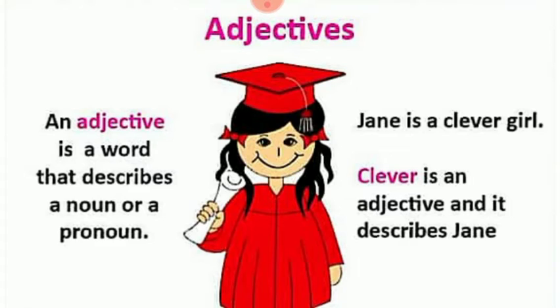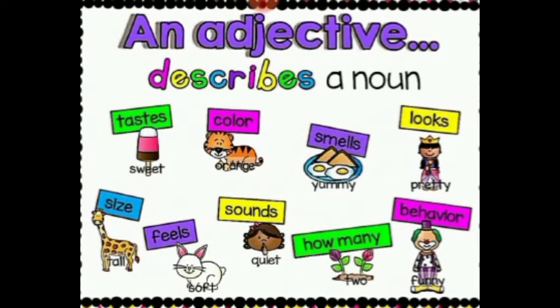Look at this example. Jane is a clever girl. Jane is a noun. You all know. How will you describe Jane? You use the word clever to describe Jane. So, clever is an adjective and it describes Jane. As I told you before, an adjective is a describing word. What does it describe? It describes a noun.